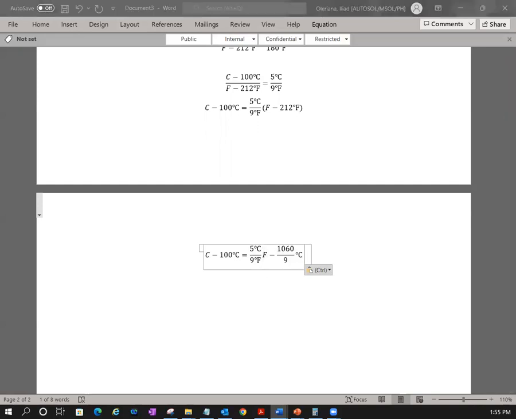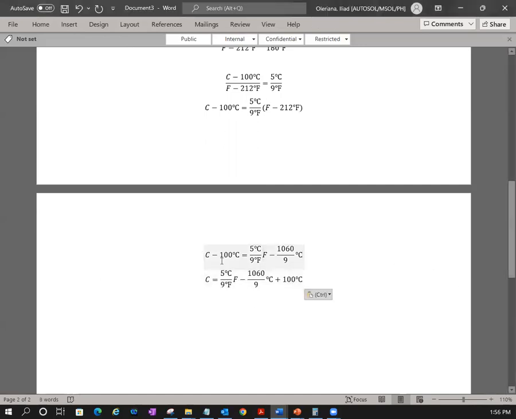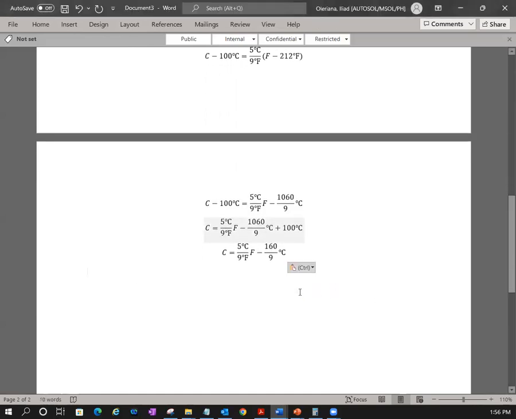Okay. Then, we transpose the negative 100 to the other side, and it becomes 100. Then, C is equal to this equation on the right side. This can be further simplified because this is a constant. So, our final answer is, actually it is not yet the final answer. Well, actually, we can already use this one. But we can still finalize it so we get the most commonly used conversion equation.